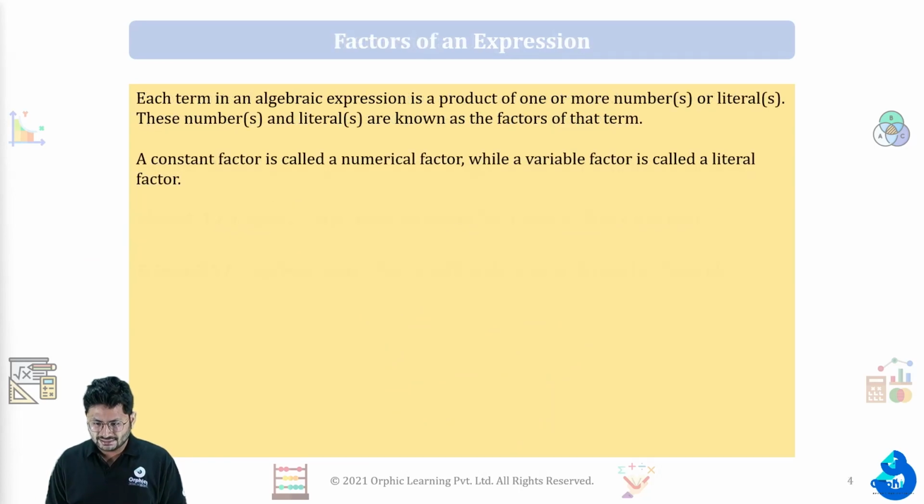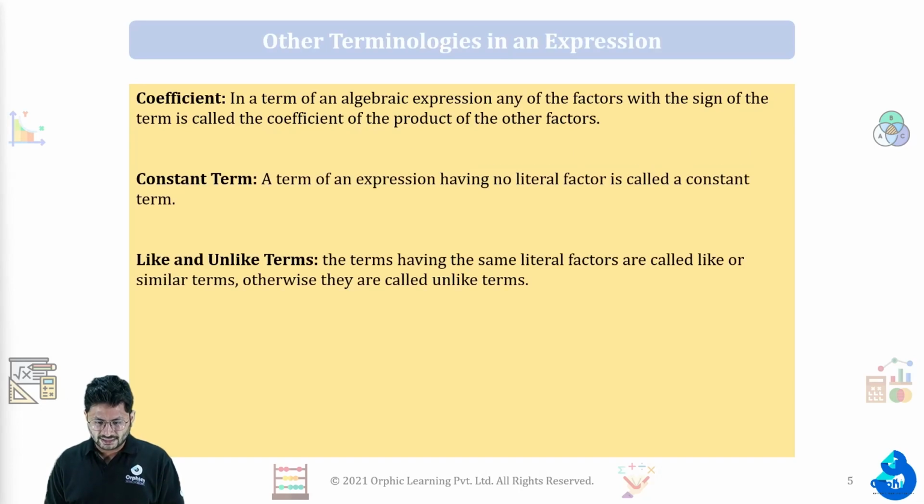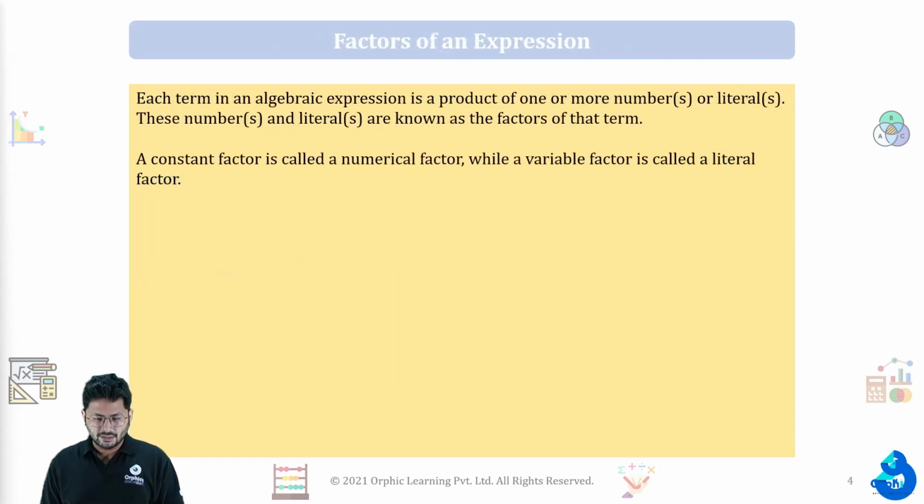Now, let's understand what are the factors of an expression. Now, each term in an algebraic expression is a product of one or more numbers or literals. Now, these numbers or literals are known as factors of that expression. A constant factor is called a numerical factor, while a variable factor is called a literal factor. Let's try to understand it.